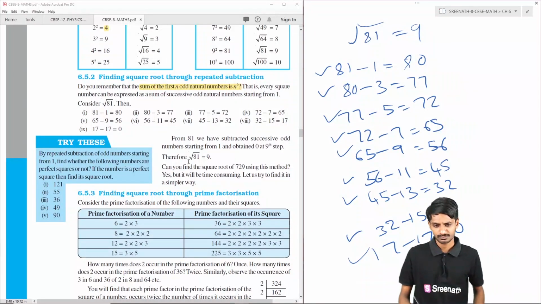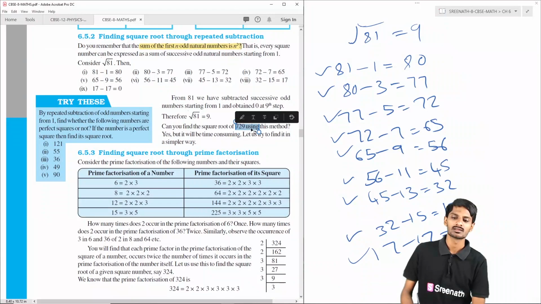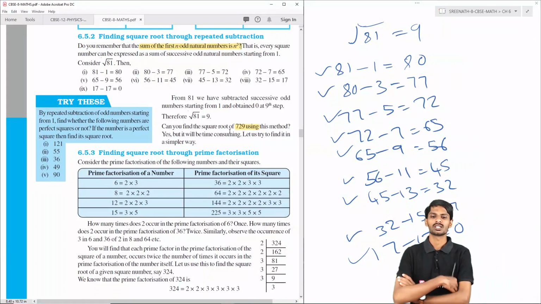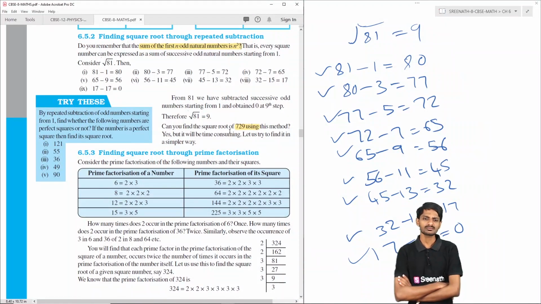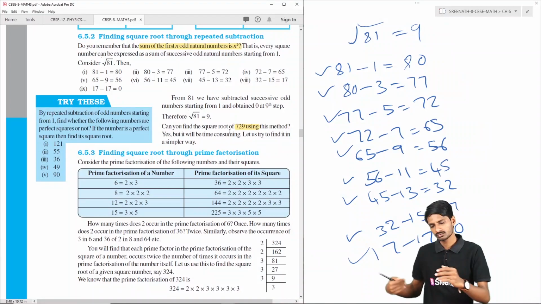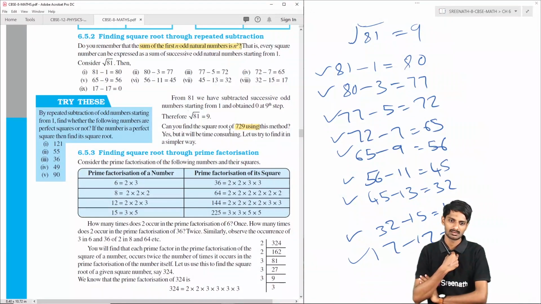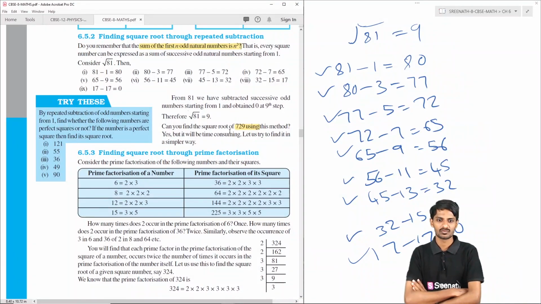So simple. But what is the problem, students? If you want to find the square root of 729, what happens? If the process goes on like this, it becomes a very long process. So it is difficult, so we don't use it. We have to find a better way. What is the better way? Here there is a better way, students.